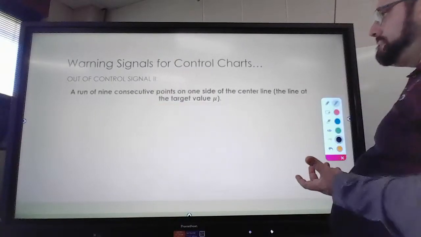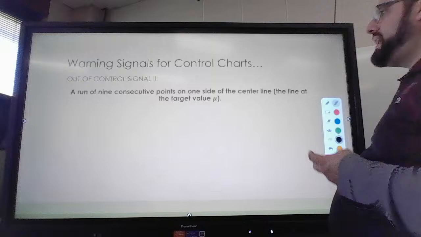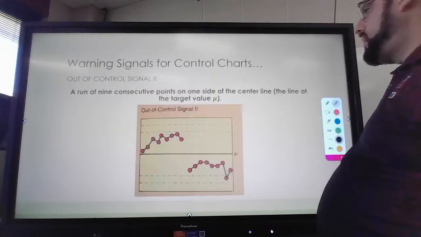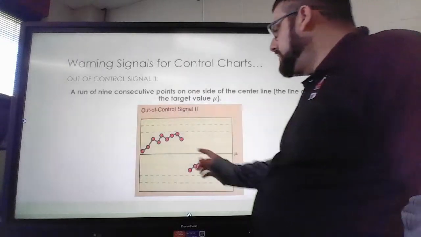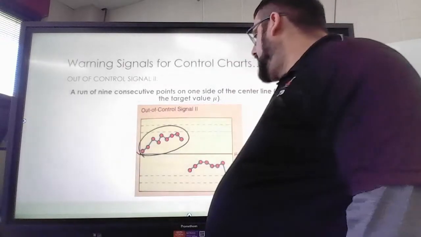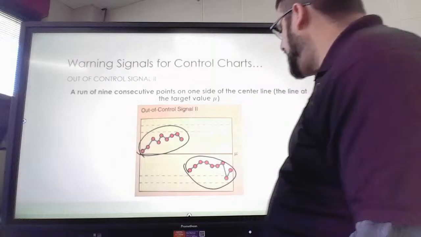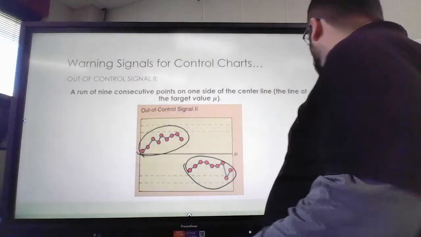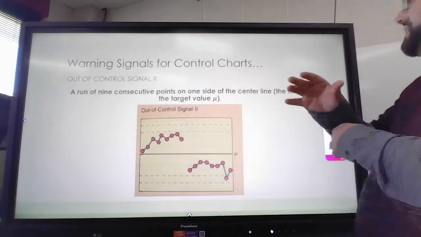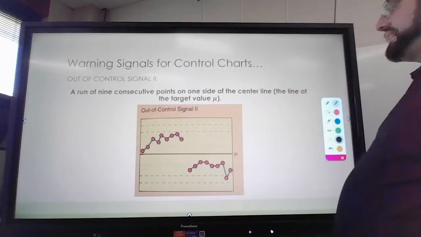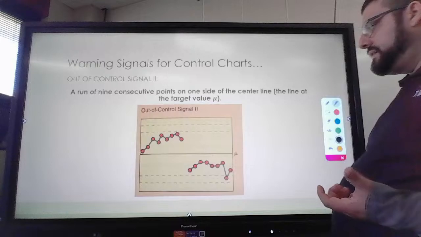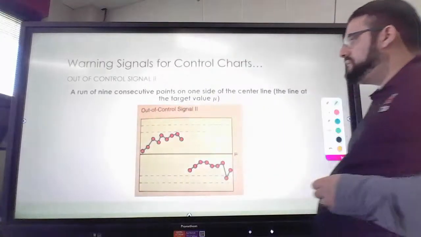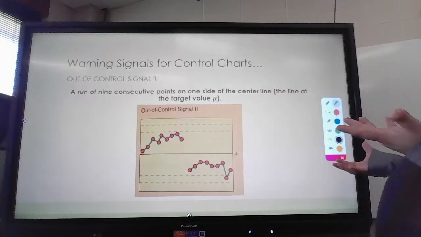Another out of control signal would be that a run of 9 consecutive points is on one side of the center line, which is the target value for your average. So here I have 9 points here and 9 points here. Each of those groups of 9 points falls on the same side of the center line consecutively. They have to be consecutive, okay? If even one of these points is on the other side of that line, then it might not be out of control.